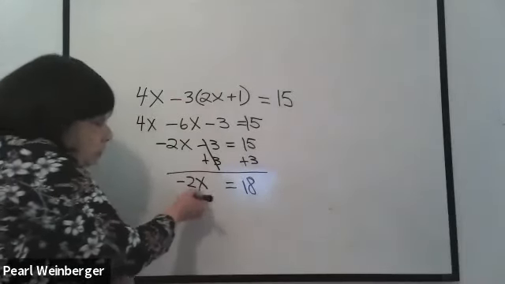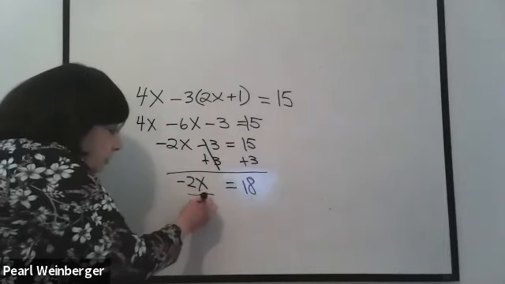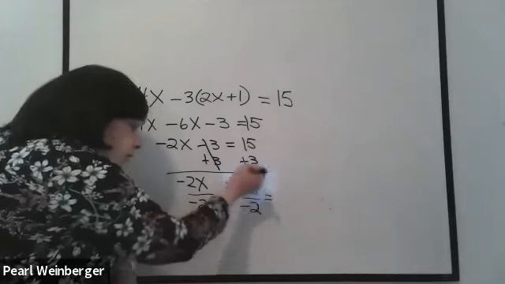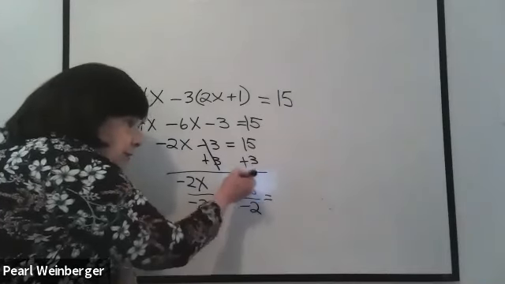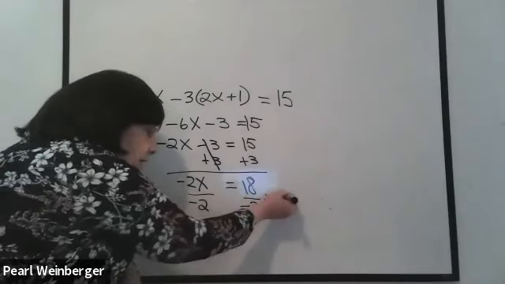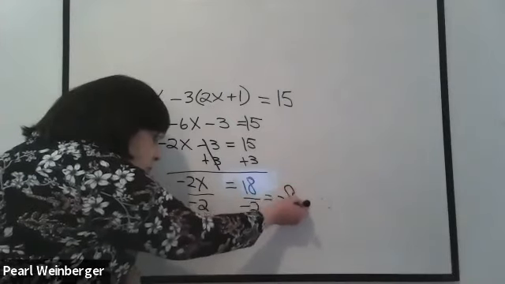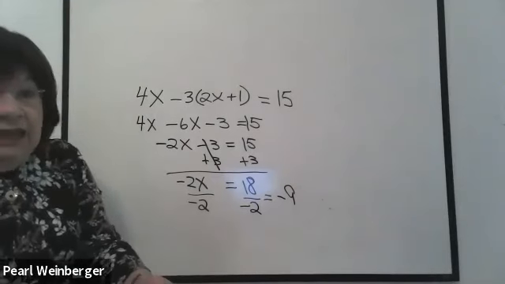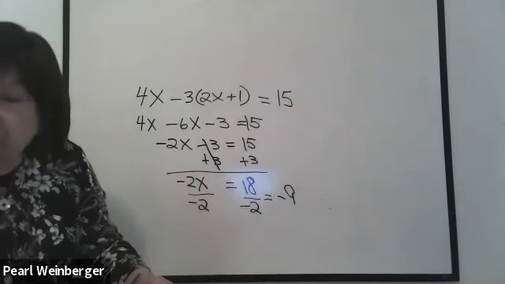And now I'm at the point where I divide by the coefficient of the x. I'm dividing both sides by -2. And 18 divided by -2, the positive and the negative gives me a negative, and 18 divided by 2 is 9. And yes, most people did give me the answer -9, and that is the correct answer.